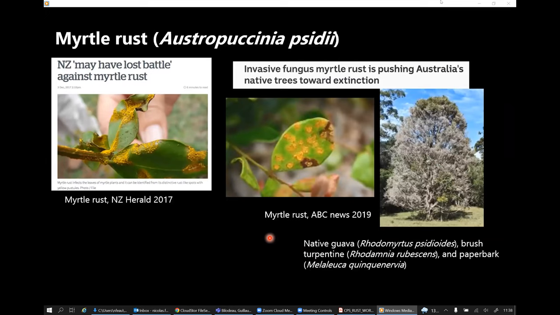It has been an incursion in Australia for quite a long time. And it's really pushing some of the trees here to extinction. So some of the native guava or some of the paperbarks that we have, which are also really culturally important for indigenous people in indigenous forests, really are threatened by those.